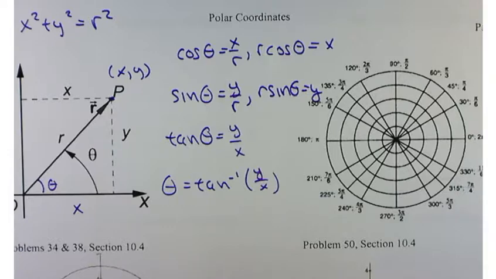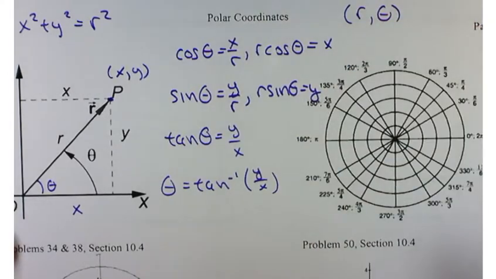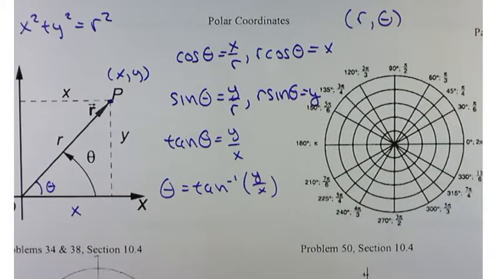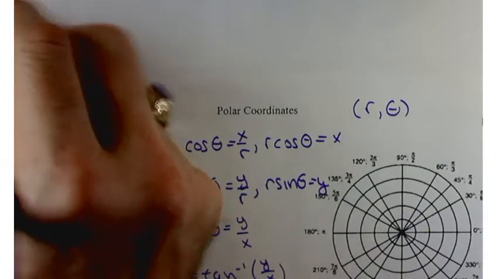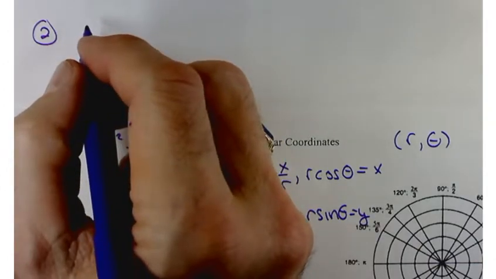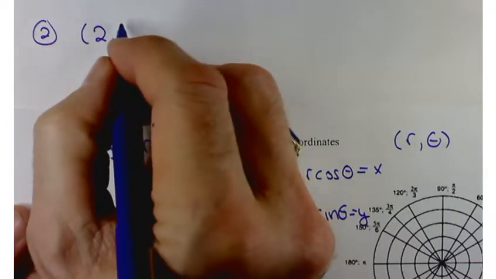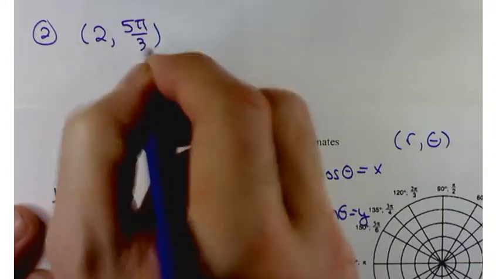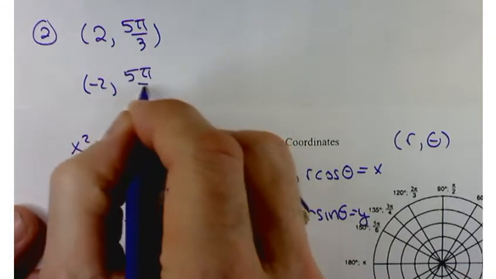When we're graphing things in polar coordinates, we're always going to graph things in the form of r and then theta. So let's practice plotting a few points that are in that form. We'll start with problem number 2. We'll do 2 and then 6, and then do a couple more examples. Let's do a couple versions of problem number 2. First we'll start out with 2 and then 5 pi over 3. And then we'll go do the problem that's actually in the book, negative 2 and 5 pi over 3.